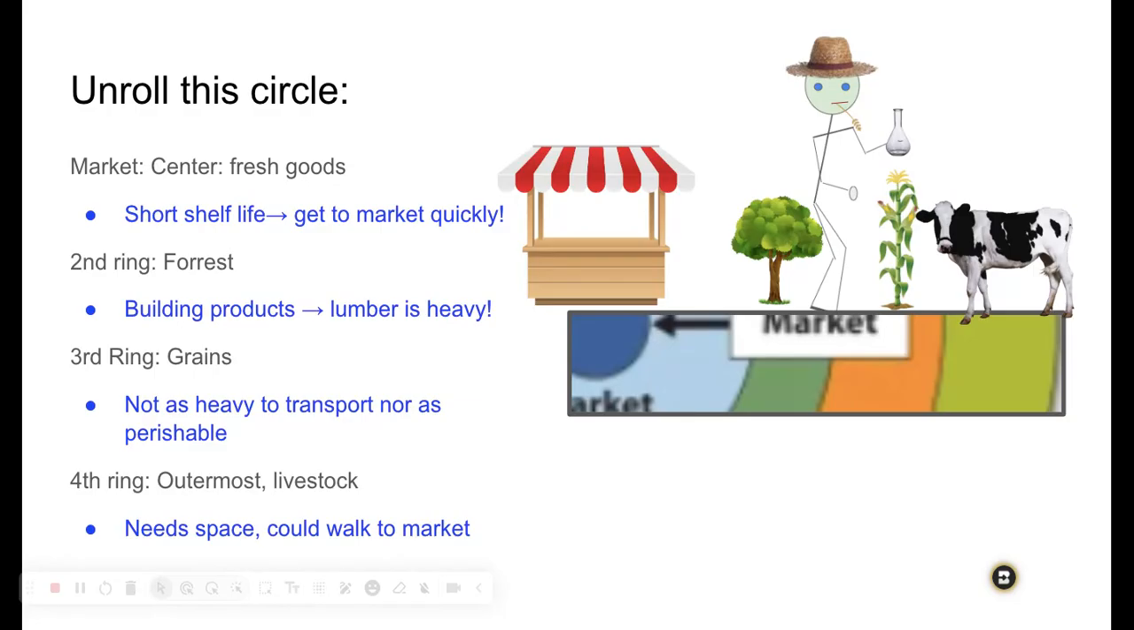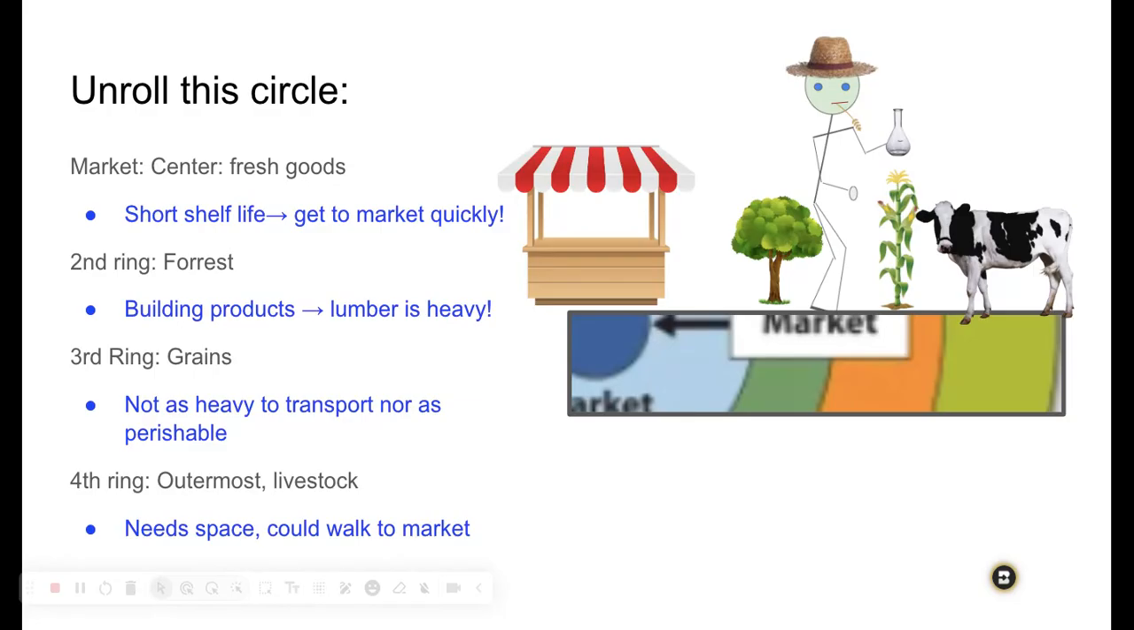You're going to have your fruits and your vegetables grown there, but it's because they have a short shelf life. Back then, it would take too long to get fruits or vegetables that were grown far away. You'd have to find a way to get it to the market quickly. The second ring outside there, like I said, you may have some dairy cattle, some fruits and veggies grown outside the market.